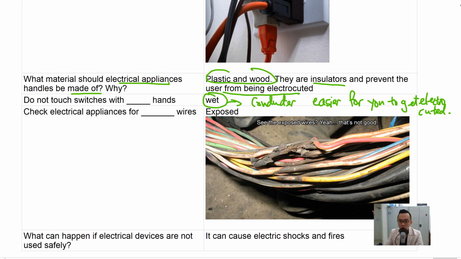So exposed wires look like this. Alright, this is the exposed wire. So what happens when you have an exposed wire? If you touch it, you will get electrocuted. If you don't touch it but something else touches it, it will get burnt. So do you notice these black marks? These are the burnt marks, okay? And if you leave it there long enough, it will catch fire.